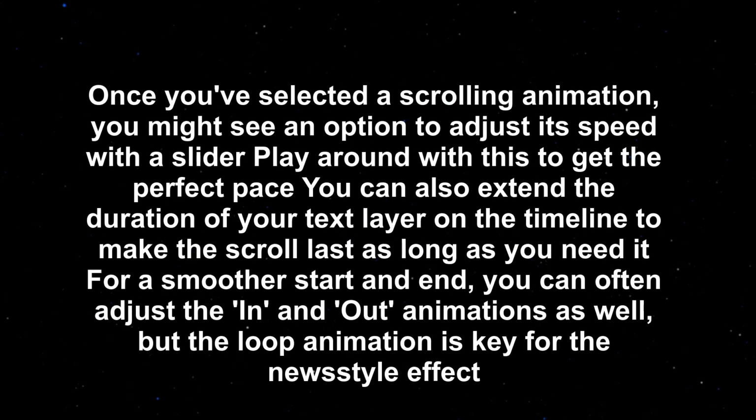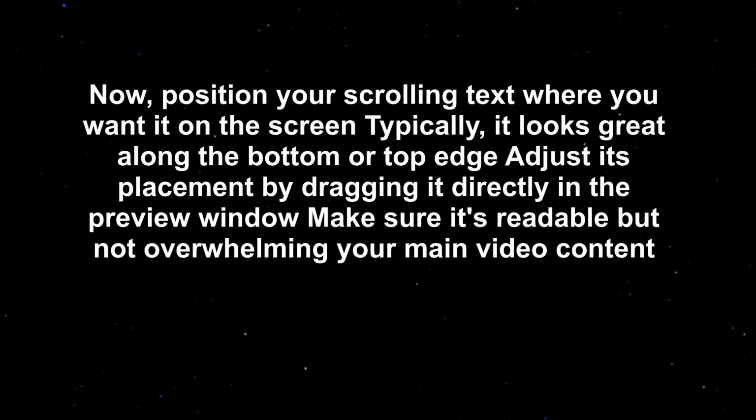Once you've selected a scrolling animation, you might see an option to adjust its speed with a slider. Play around with this to get the perfect pace. You can also extend the duration of your text layer on the timeline to make the scroll last as long as you need it, for a smoother start and end. You can often adjust the in and out animations as well, but the loop animation is key for the new style effect.